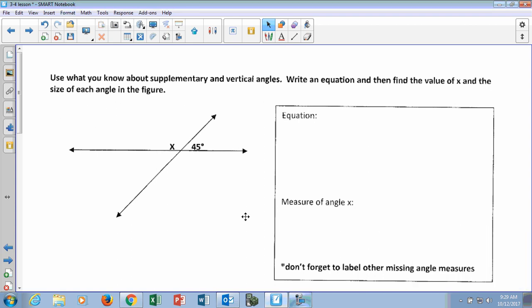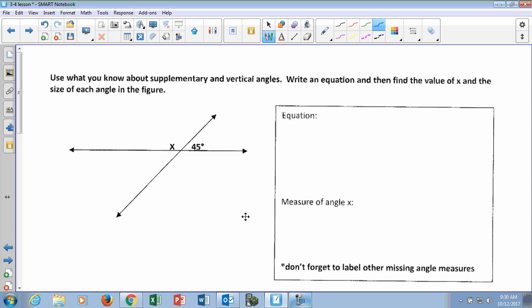All right, so now we're going to use our knowledge to help answer some of these questions here. So it says use what you know about supplementary and vertical angles. Write an equation and then find the value of x in each side of the angle in the figure. So for what they give us here, if this is 45 and we have to find x, what do we know about x and 45? They have to equal 180, right? They're supplementary angles, right? So what equation could I write to help us solve this?